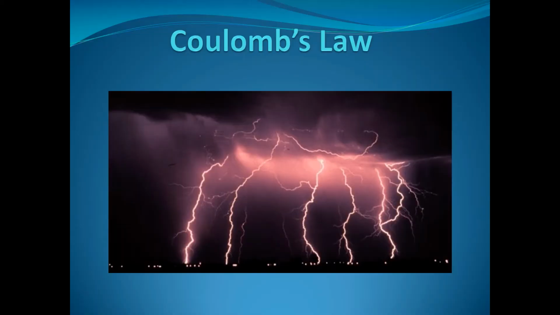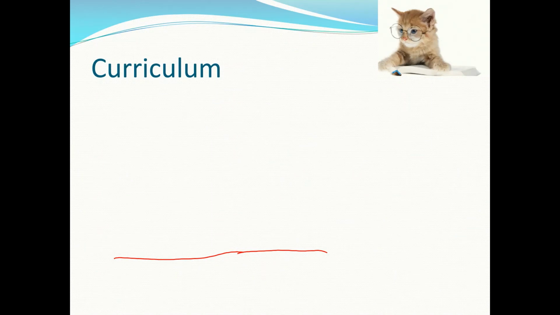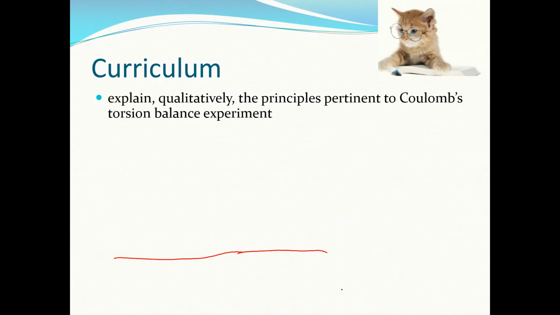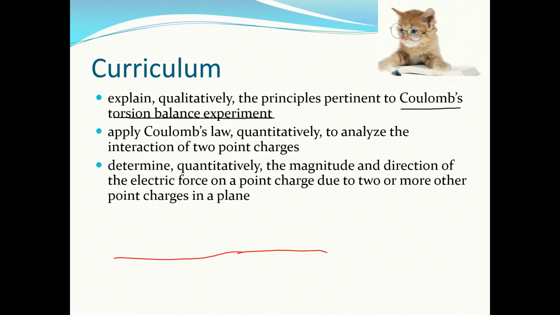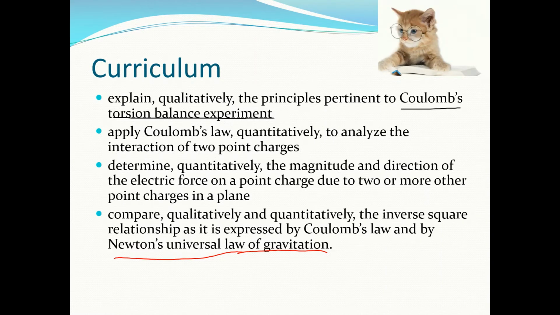Okay, so let's do Coulomb's law. Curriculum things you need to know: explain qualitatively the principle pertinent to Coulomb's torsion balance experiment. So you need to know about Coulomb's torsion balance experiment. Apply Coulomb's law quantitatively to analyze interaction between 2 point charges. Determine quantitatively, with numbers, the magnitude and direction of electric force on a point charge due to 2 or more other point charges in a plane.